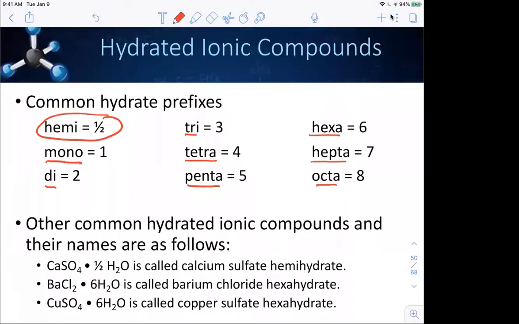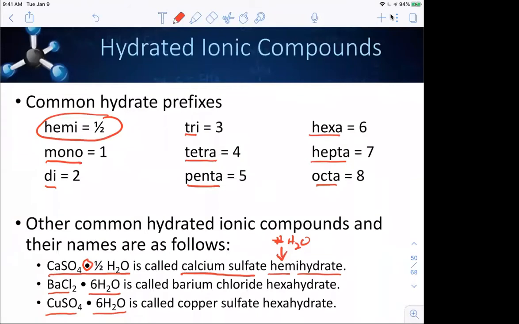So here's some other examples. Here's an example where I use that hemi prefix. This is calcium sulfate hemihydrate. So again, this prefix is going to be the number of waters that are in that crystal structure. So I name the salt, then I have my prefix followed by the word hydrate. This would be barium chloride hexahydrate. This would be copper sulfate hexahydrate.